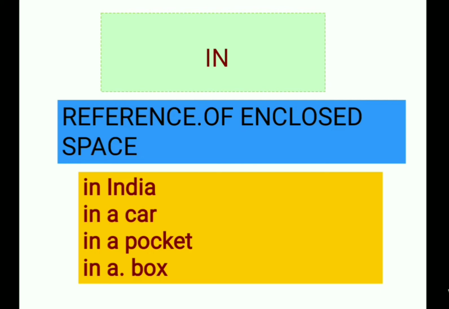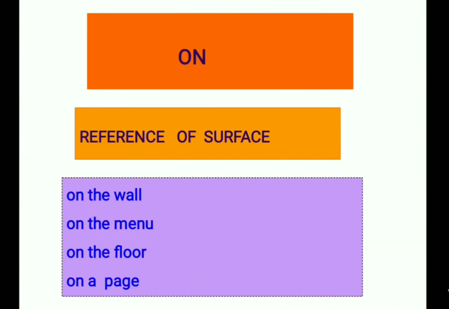Saturn या फिर Jupiter. Jupiter is in the solar system. This is an enclosed space. So for this we use in. Got it? Now another one, that is we have on.